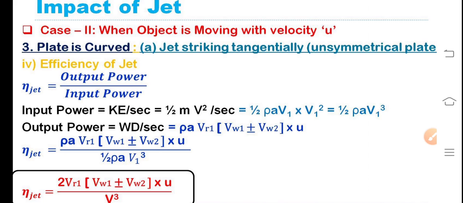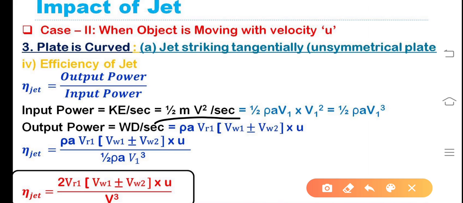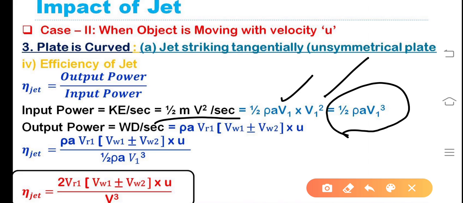Last part, as you are aware, we have to find out the efficiency. Efficiency of the jet, we know, is the ratio of output power divided by input power. Input power is nothing but kinetic energy per second, half mv squared per second. Here we have to write half rho A V1 multiplied by V1 squared. That will become half rho A V1 cube.